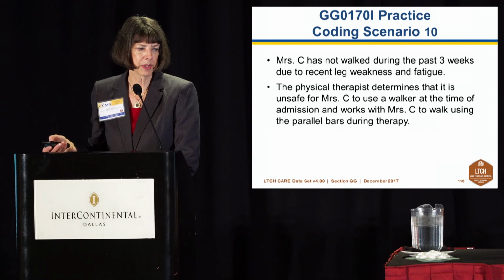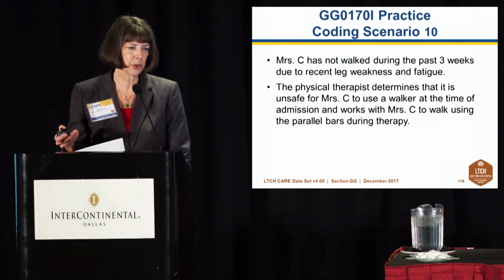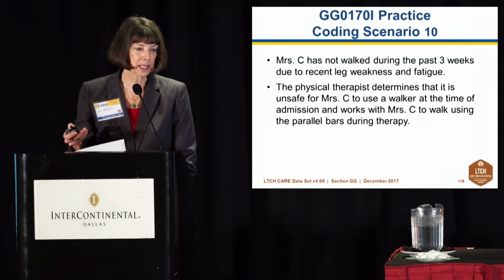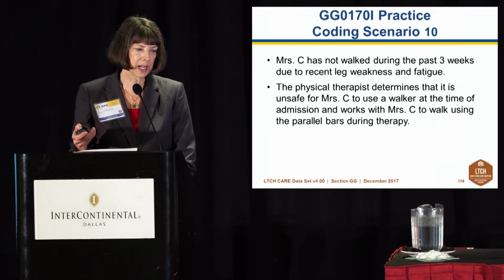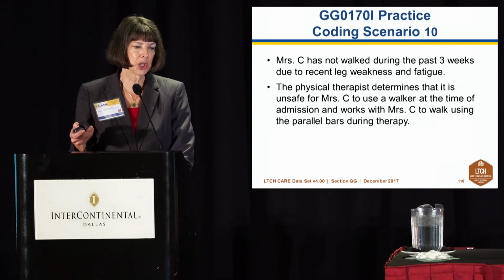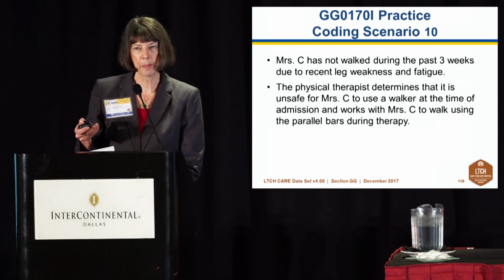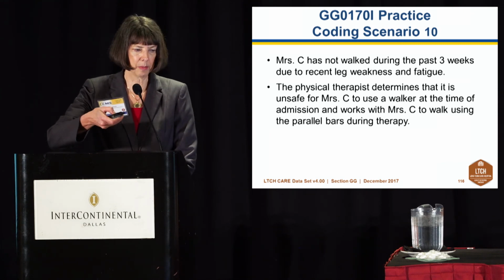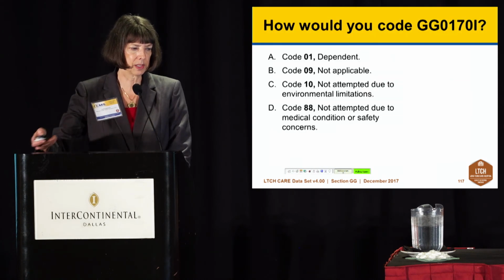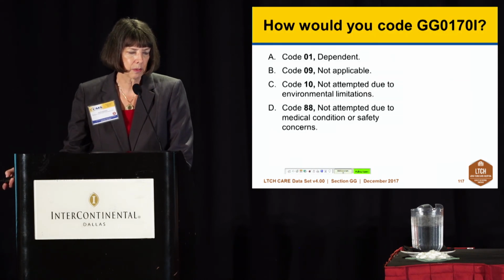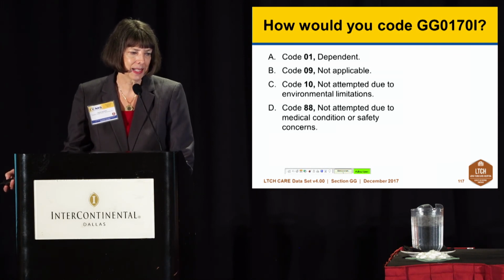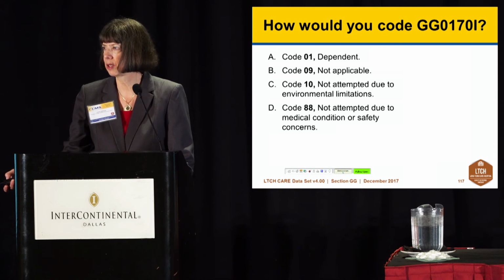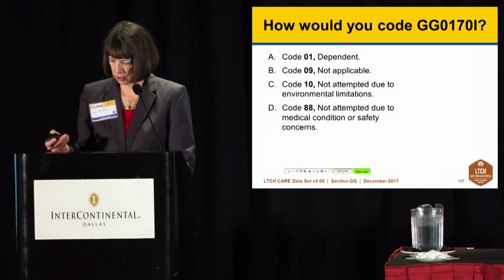So let's look at the scenario. Mrs. C has not walked during the past 3 weeks due to her recent leg weakness and fatigue. The physical therapist determined that it is unsafe for Mrs. C to use a walker at the time of admission and works with Mrs. C to walk using the parallel bars during therapy. So let's see how you would score for this. Would it be 01 dependent? Would it be 09 not applicable, 10, or would it be code 88 not attempted due to medical condition or safety concern? So how would you code on this one?